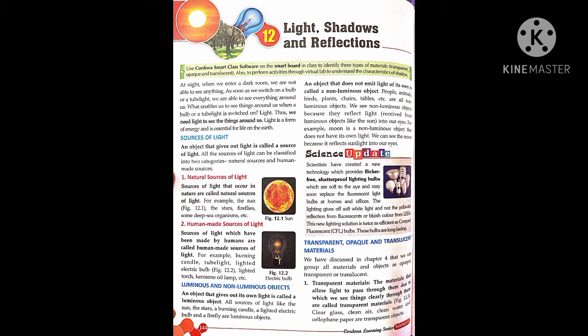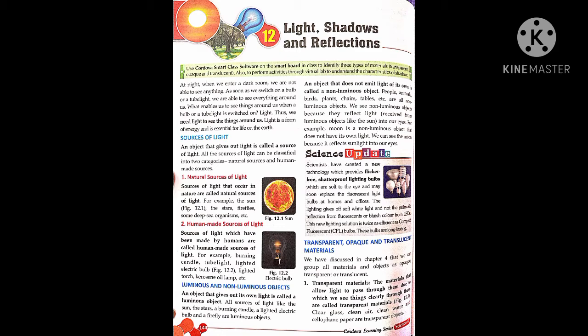Moon, no, moon is a non-luminous object because it gives light to us with the help of the sun. The sun's rays fall on it and we see the light. So moon is not a luminous object. Electric bulb, stars, burning candle, and a firefly all come under luminous objects because they give light on their own, without any help of other things. So the object which gives out its own light is called a luminous object.